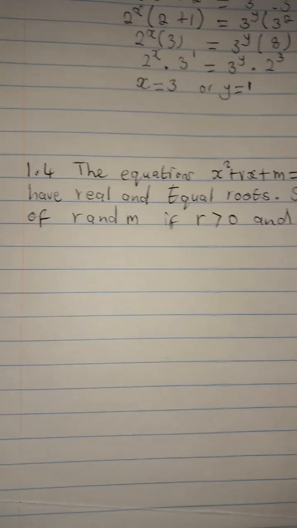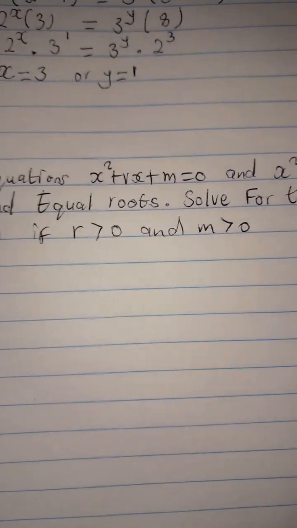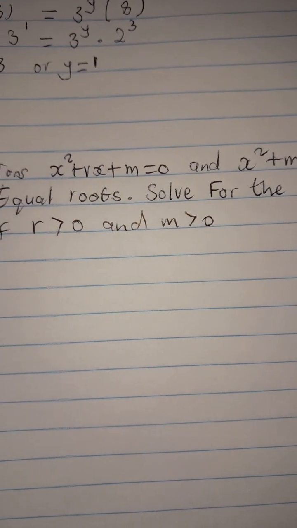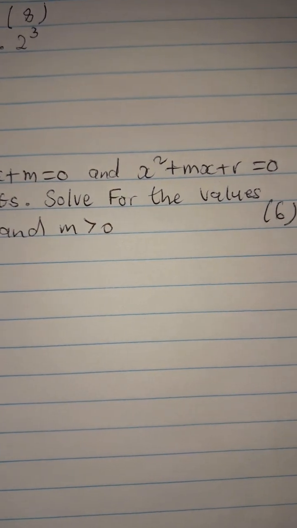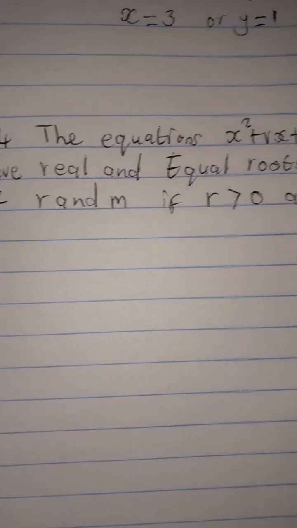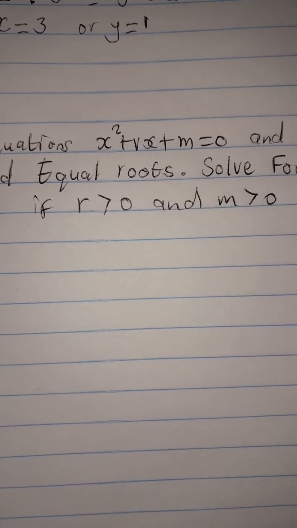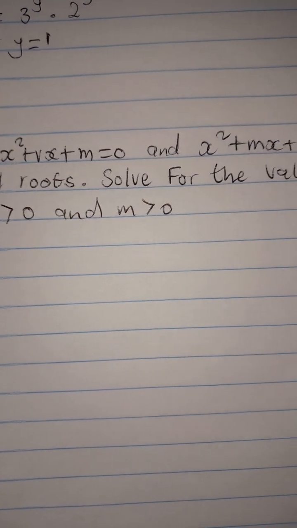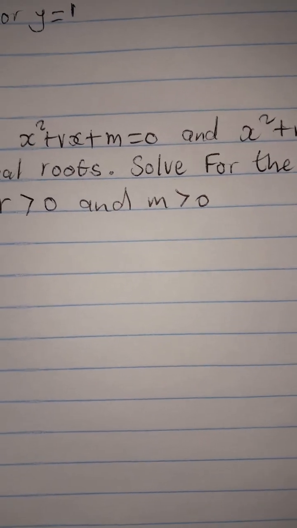Let's go to 1.4. At 1.4, the equations x squared plus 3 plus rx plus m equated to 0, and x squared plus mx plus r equated to 0. They said they have real and equal roots. Solve for the values of r and m if they are greater than 0, meaning that both of these values must be positive. So we shouldn't have the ones with negative values, right?